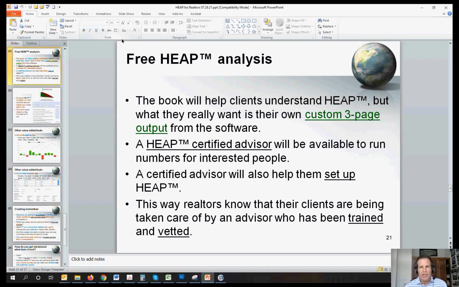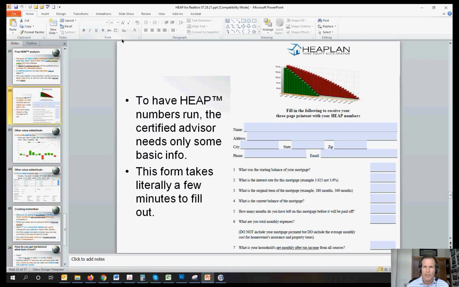So if the client wants their 3-page printout with their picture of that great chart, the maroon and the green chart, they can work with a HEAP certified advisor who can run their numbers. The numbers can be run literally in a couple of minutes. Again, realtors can do this themselves if they'd like, or they can work with one of our team members who's been vetted and trained to do this.